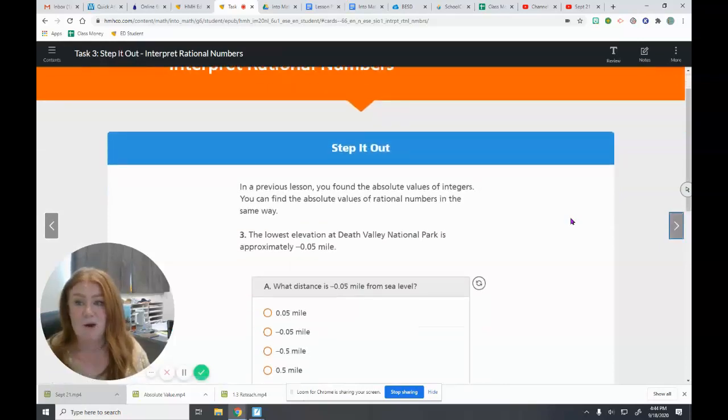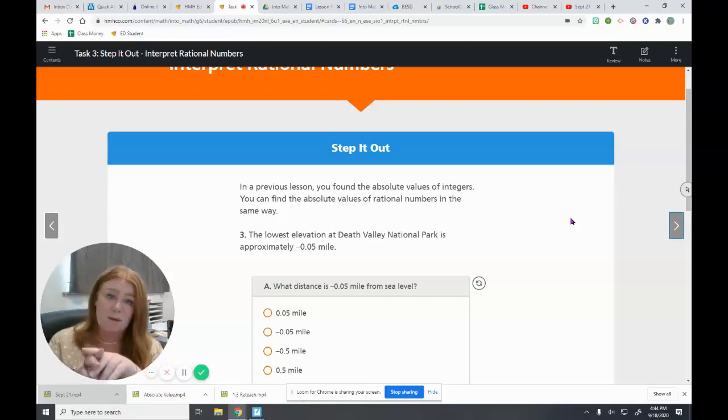Okay, moving on. This is our last task today. So in a previous lesson last week, we figured out how to solve for absolute values of integers. Those whole numbers, remember it's the distance to zero, it's positive. We can find rational numbers the exact same way. You just tell the distance to get to zero.